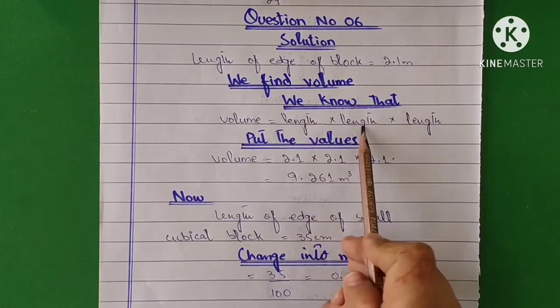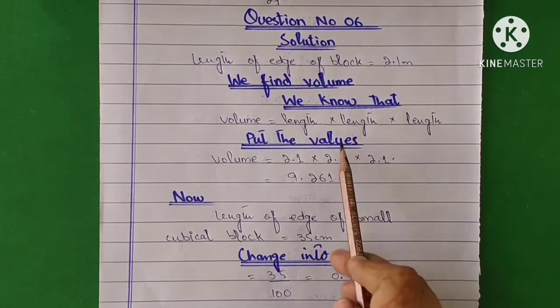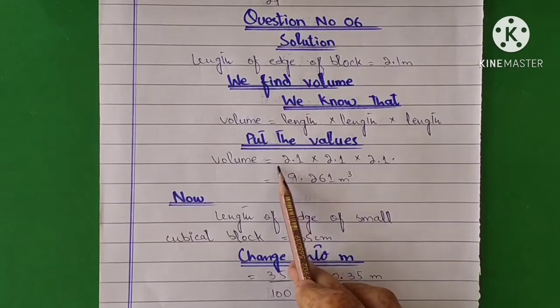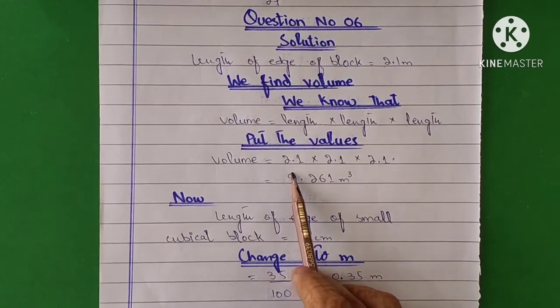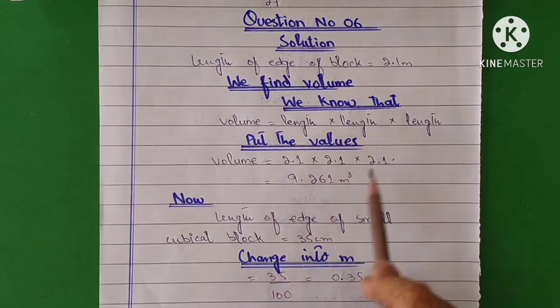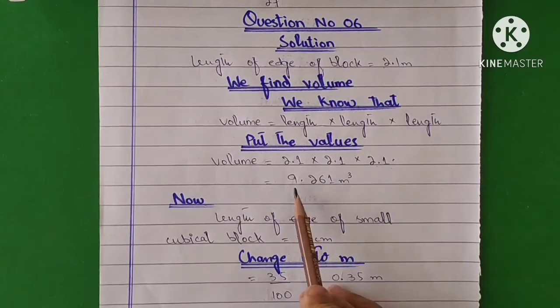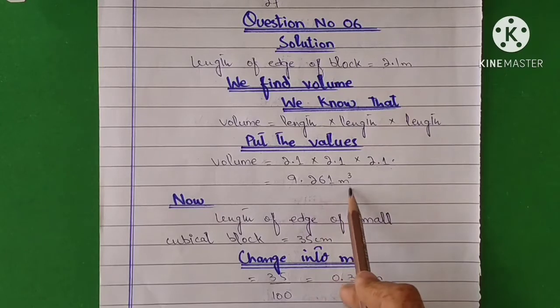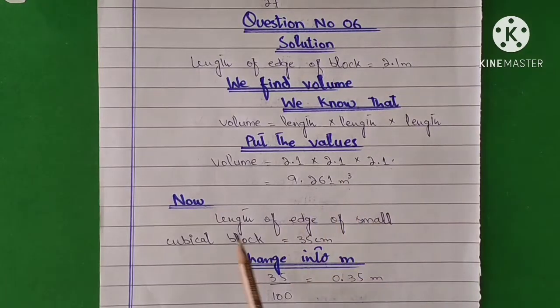We know that volume is equal to length multiplied by length multiplied by length. Now we will put the value. After putting the value, we have 2.1 multiplied by 2.1 multiplied by 2.1. Now we will multiply these values. After multiplication, we will get 9.261 meter cube.